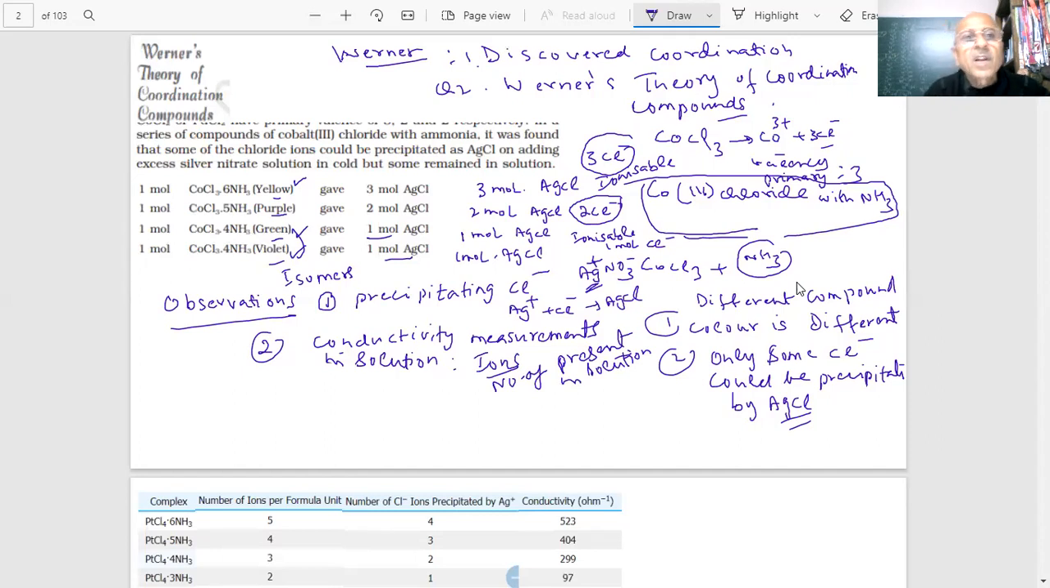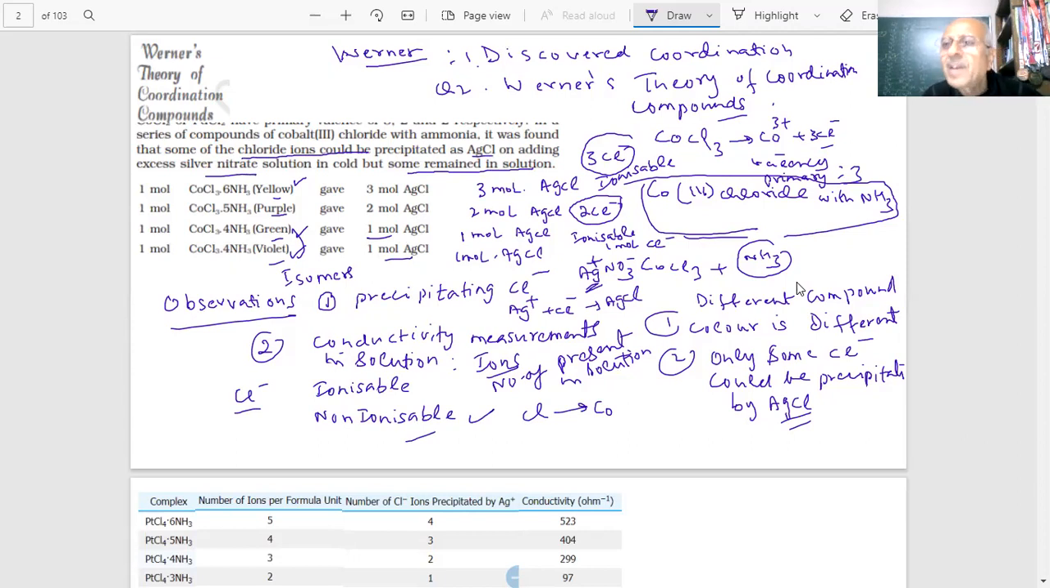Some chloride ions could be precipitated as AgCl on adding excess silver nitrate, but some remained in the solution. Therefore, we can say, student, that the Cl minus has two types: one is ionizable and the other is non-ionizable. The non-ionizable must be bonded with the cobalt. If they are forming a bond with the cobalt, then they cannot be ionized. If they are not forming a bond, they will be ionized.